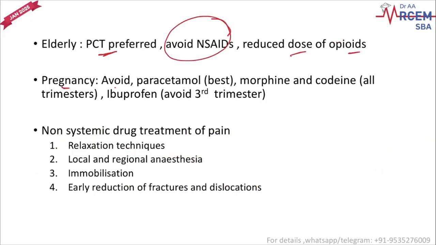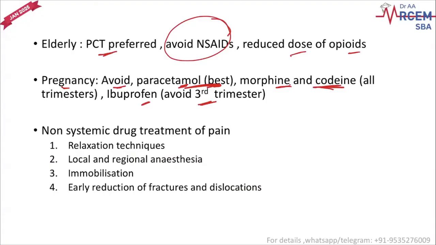In pregnancy, it is better to avoid drugs as much as possible. It is recommended not to prescribe at all, unless the patient is requesting a lot, then you can give paracetamol. It is the best one. Do not give any NSAIDs. Ibuprofen, you need to avoid in the third trimester, but it can be given in the first and second trimester. Morphine and codeine can be given in all trimesters unless the patient is having very severe pain.